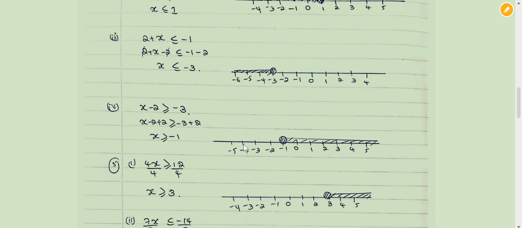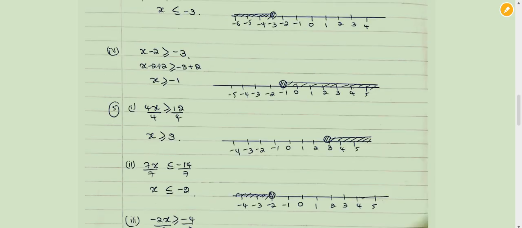So you draw a number line and draw a circle on minus 1, and you shade this circle because this has an equality sign, right? And x is greater than or equal, so you shade this region. Okay.